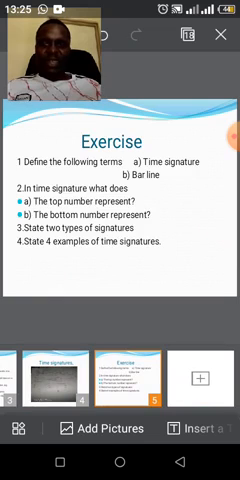You're also supposed to write an exercise that is appearing on your screen. Write that exercise and forward the answers.